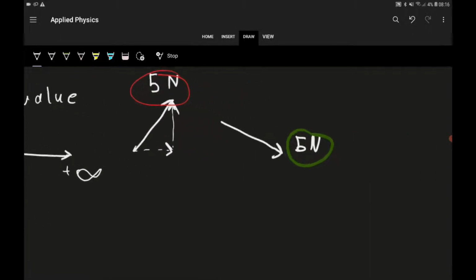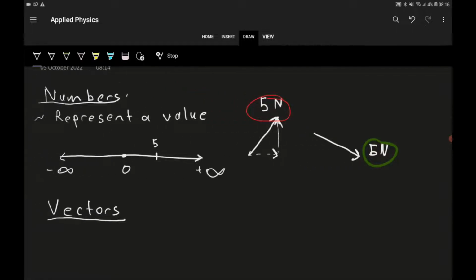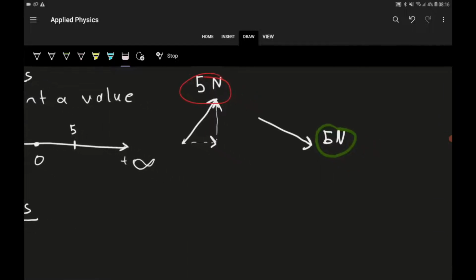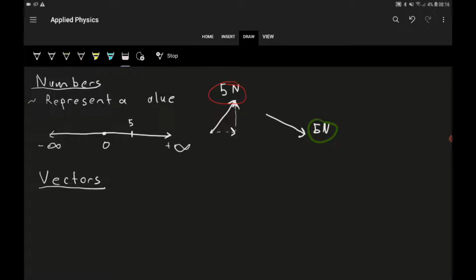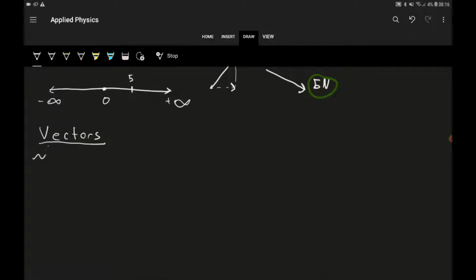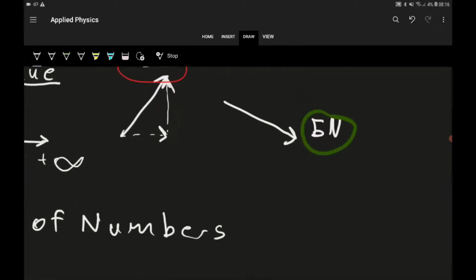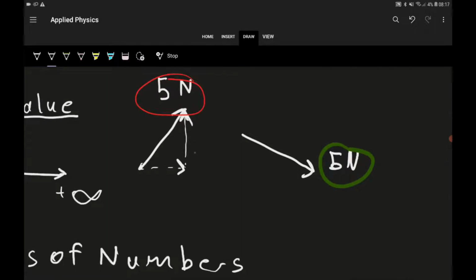Now, if we just use numbers, we can't define the difference between two different forces. That's because numbers only represent a single value. They do not represent a direction. Vectors are sets of numbers. They're not a single number, they're sets of numbers. And you might say, well, what set of numbers can define this 5 Newton force? And we can say 3 and 4.